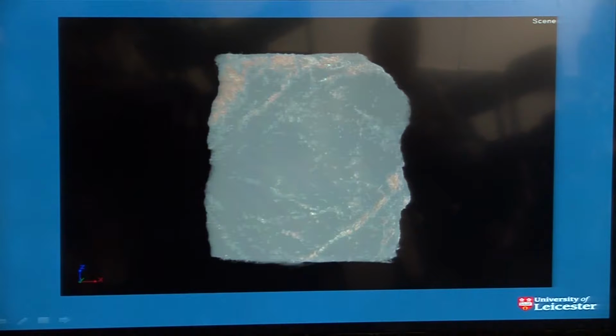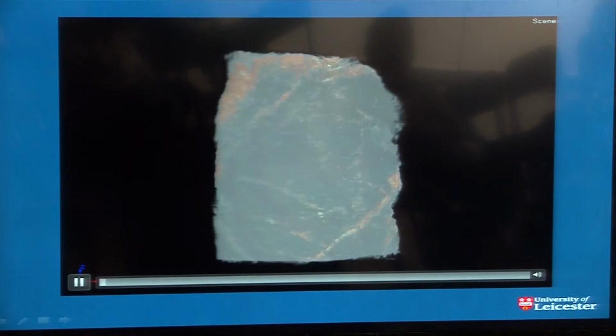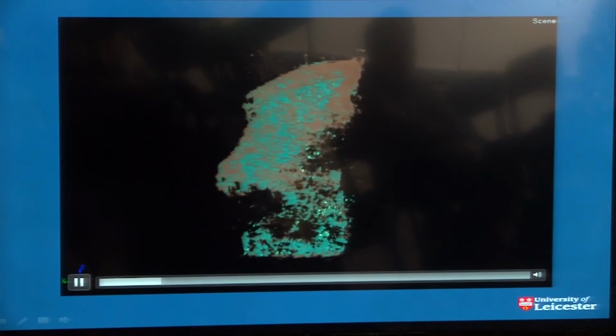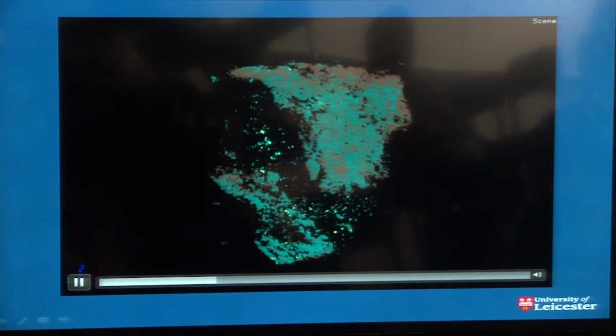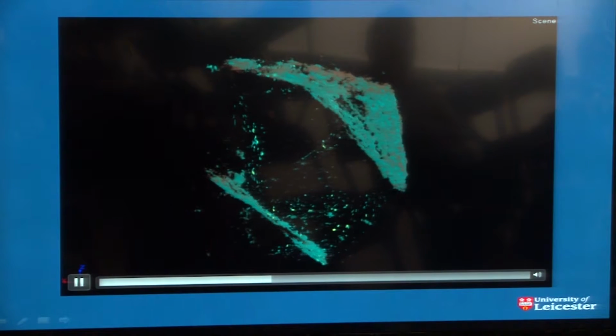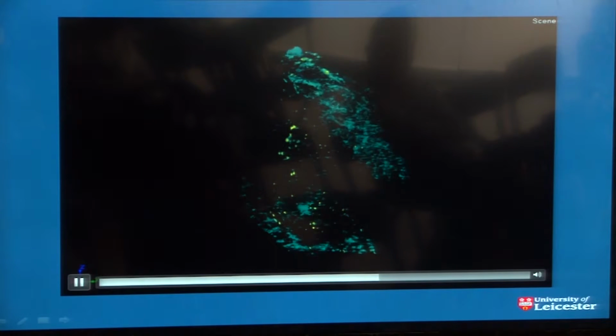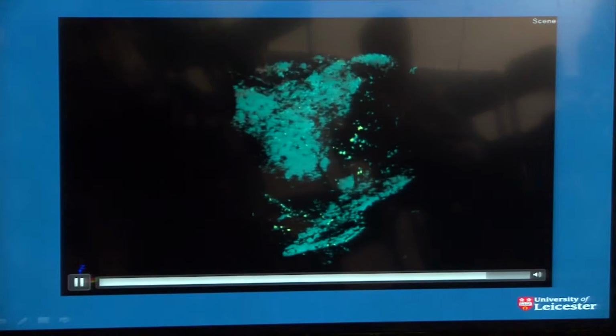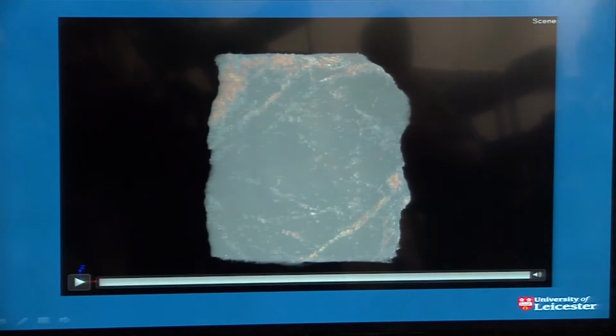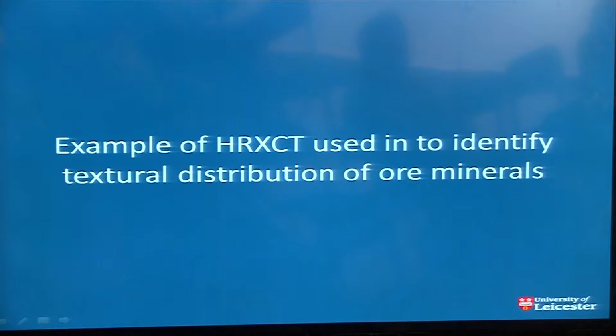we spin this around and do that, we can start to see that that gold is associated with chalcopyrite, but along fracture planes within that rock. So there's a definite preferred orientation and a preferred association of the gold with the chalcopyrite there. So that's just a very simple, rough and ready way of getting some information on the textural distribution of your ore minerals.